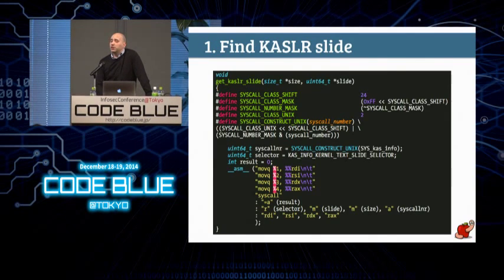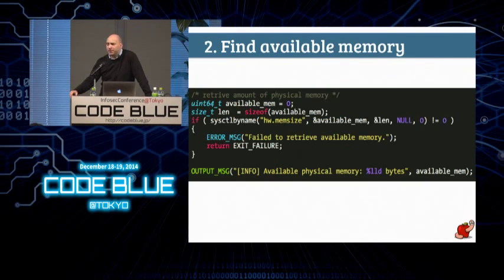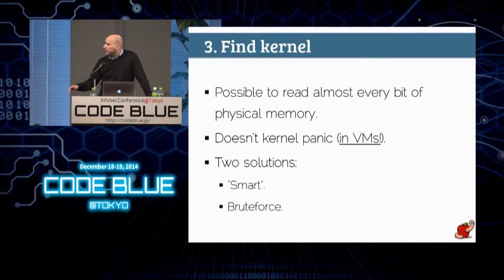You need to find the kernel KASLR slide. You need to find the available memory. This is just to avoid reading invalid offsets, because if you go off the physical memory, you'll crash the machine. So you are just finding the upper limit, nothing too difficult. You need to find where the kernel is located. As I told you, you can read almost every bit. The first time I was testing this, I was testing on a VM. Yes, it works because the VM doesn't have any hardware mapped in memory. And then I got into hardware and things started crashing.